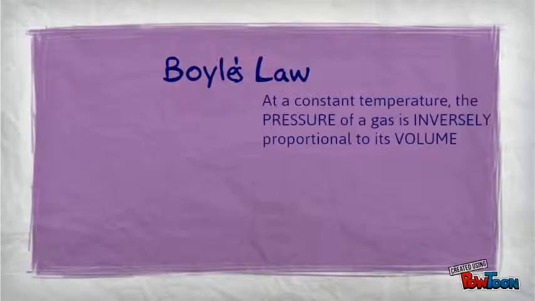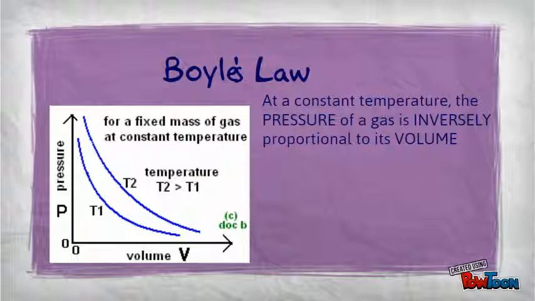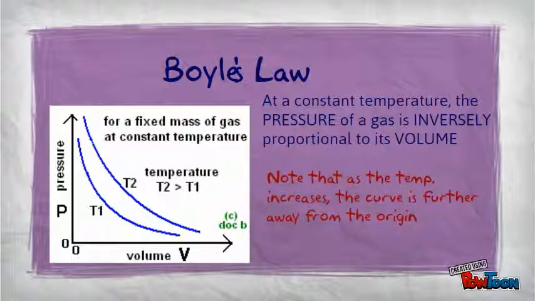Boyle's law says that at a constant temperature the pressure of a gas will be inversely proportional to its volume. So what does that mean? If you increase the pressure of the gas, you will decrease the volume. That's what inversely proportional means. If we plot a graph of pressure against volume, that's the shape of the curve, and we might note that as the temperature increases, if you were to plot that graph again, it would get further away from the origin.